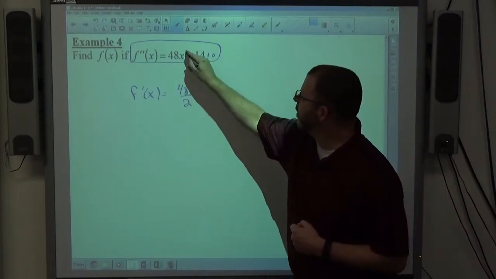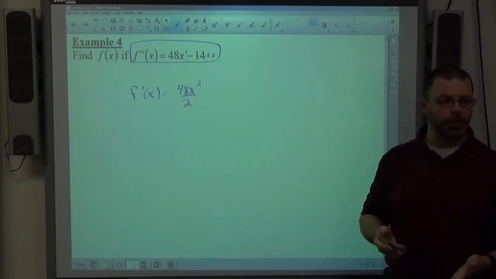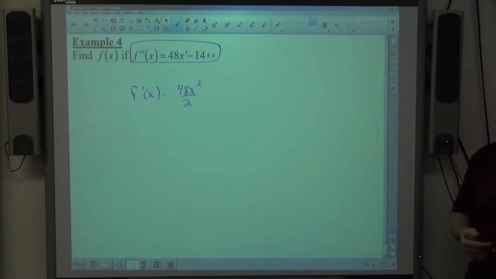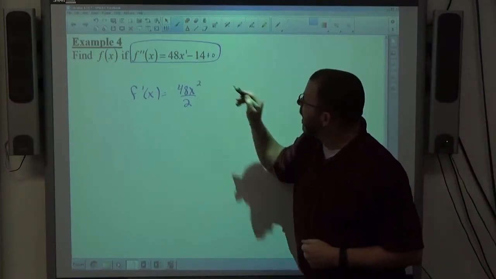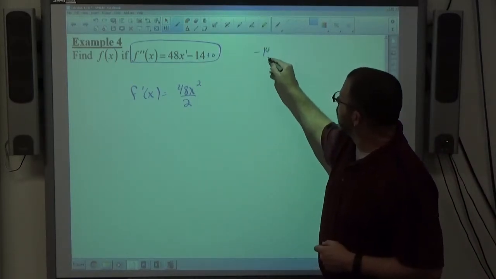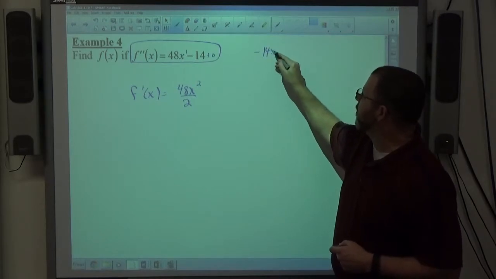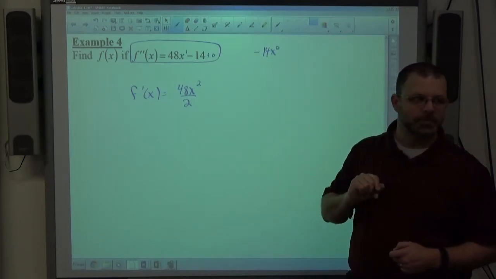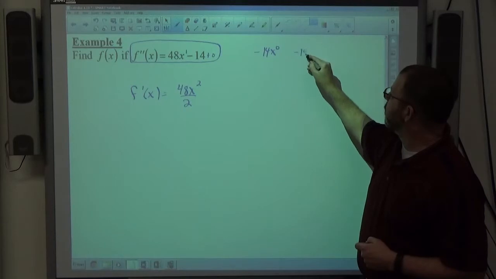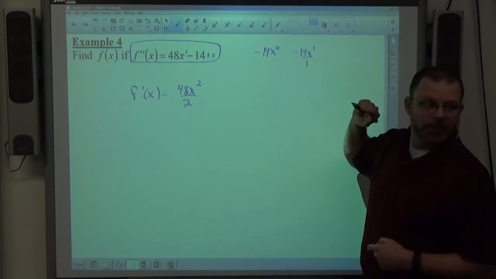Because originally it's x to the first, right? The rule says to increase the power by 1, divide by the new power. Now negative 14, if you just take a look at negative 14, there is no x on it, but officially it's x to the 0 power. And if I use that rule, it's going to be negative 14x to the first over 1, right?